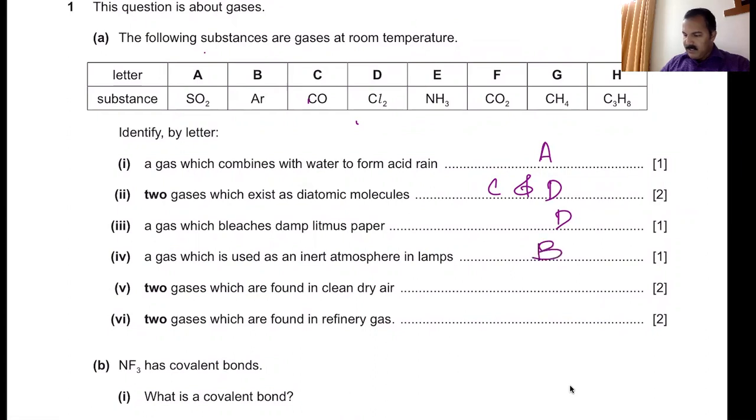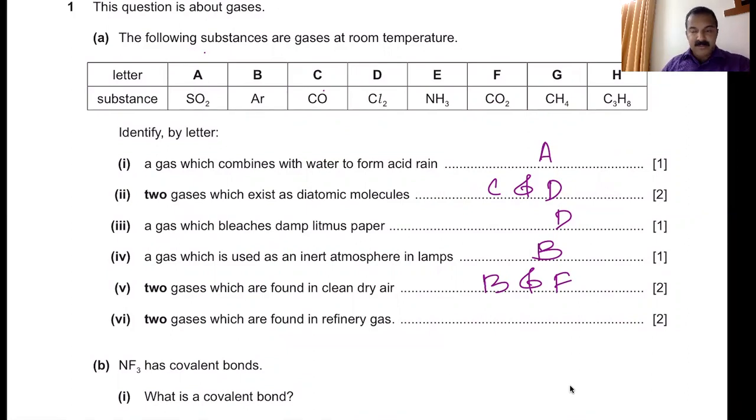Two gases which are found in clean, dry air. Sulfur dioxide, no, it's in polluted air. Ar, yes. Carbon monoxide, no, it's not in clean air. Chlorine, never. Ammonia, no. Carbon dioxide, yes. These two are no. So it is B and F. You have some time for this. It's again 2 marks, 1 mark each.